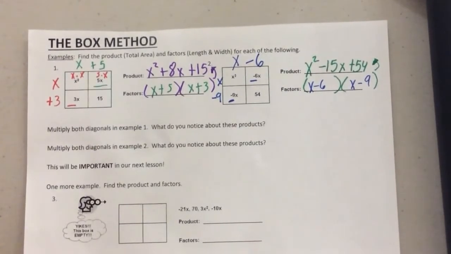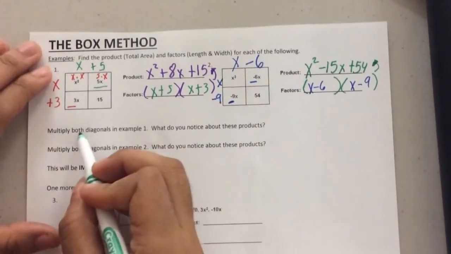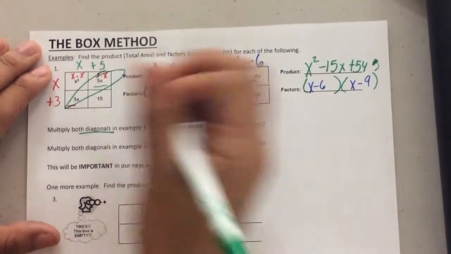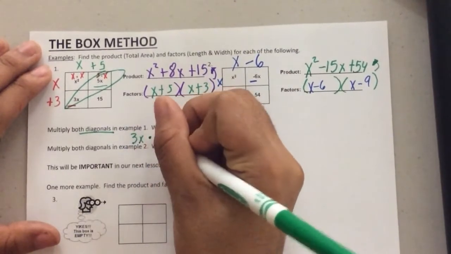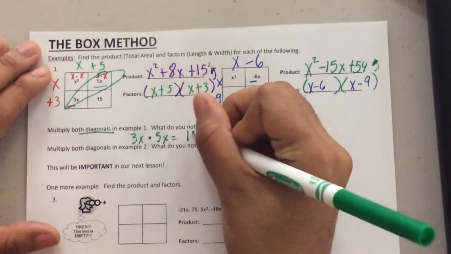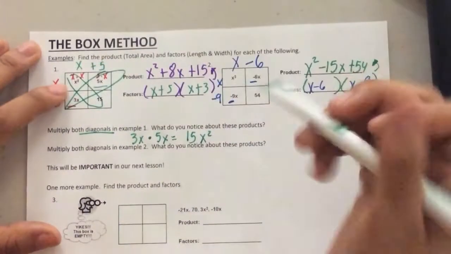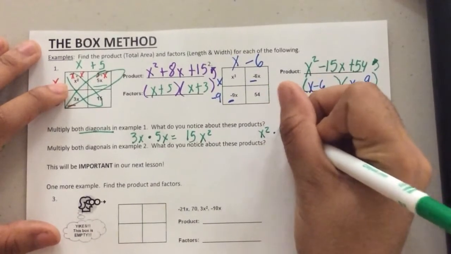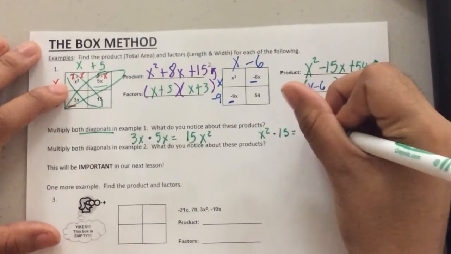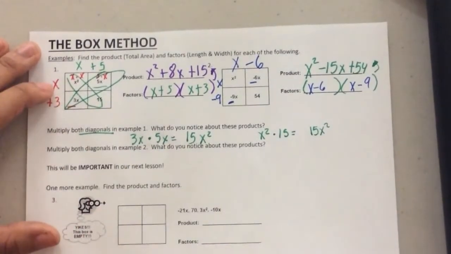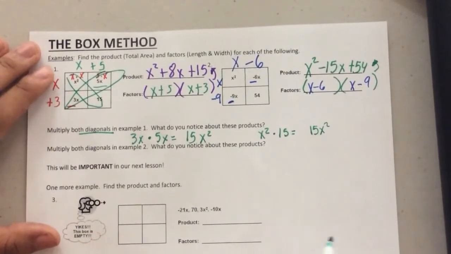Okay. Multiply both diagonals in example 1. What do you notice about these products? So diagonals. If I multiply 3x times 5x, I get 15x squared. If I multiply x squared times 15, I get 15x squared. What do you notice about the two diagonals when you multiply? The products are the same.